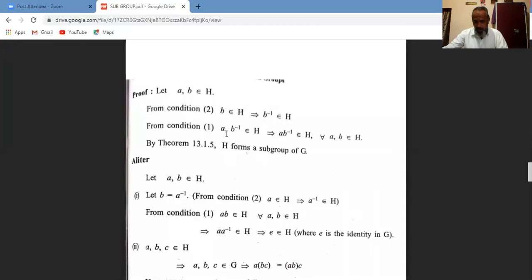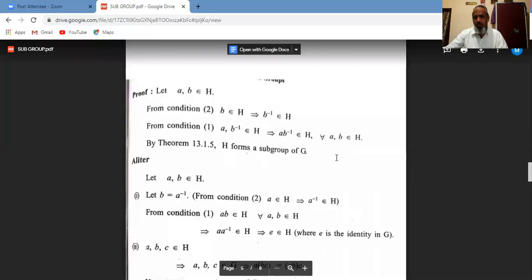If A and B inverse belong to H, this implies A into B inverse belongs to H. This is the closure property. By the first condition, if we take these two elements, A and B inverse belonging to H, then A into B inverse belongs to H by the closure property. So in the last theorem, we have seen that if A, B belong to H, A B inverse belongs to H, and H is a subset of group G, then H is a subgroup of G. So H forms a subgroup of G.